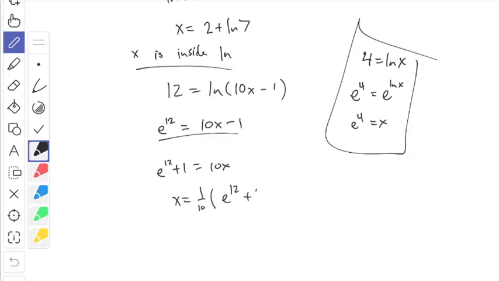And again, your calculator has an e button on it, so if you really wanted to, you could type that into your calculator and have the value for x.